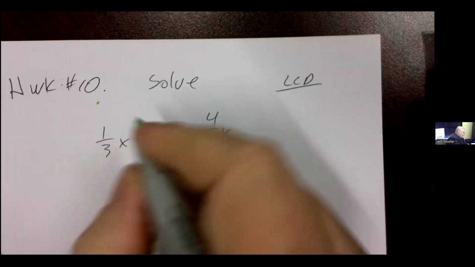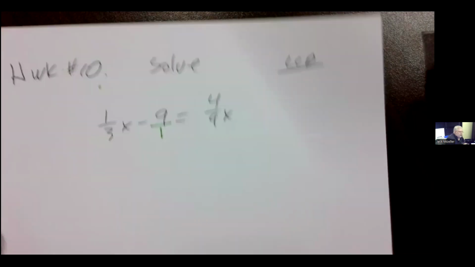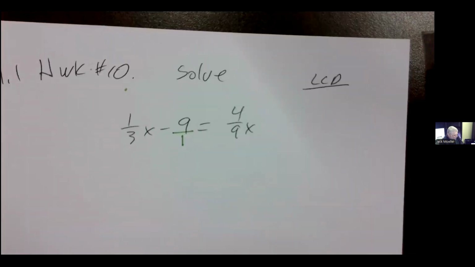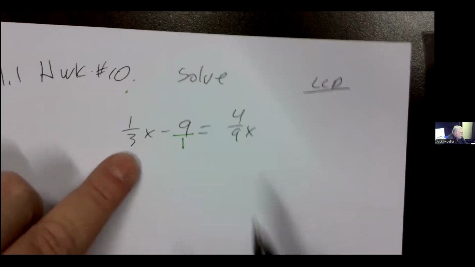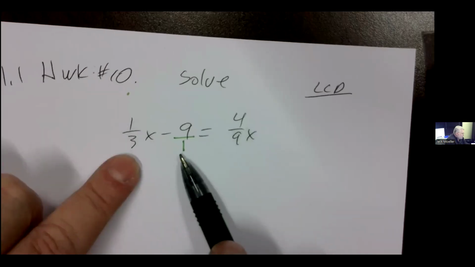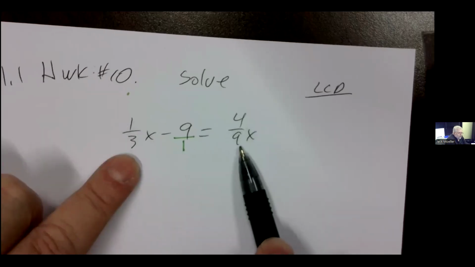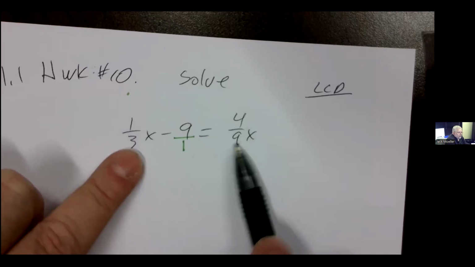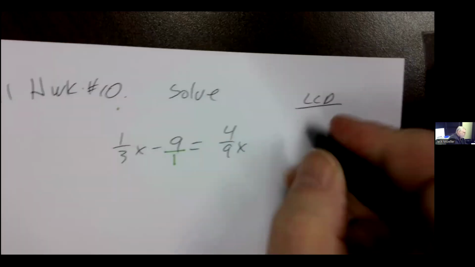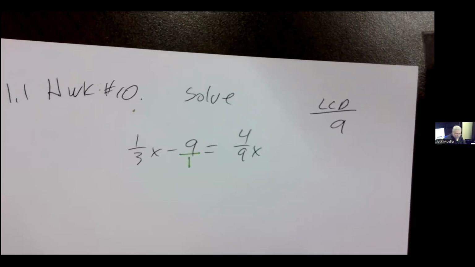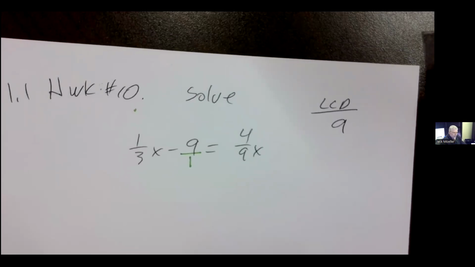One thing I would definitely recommend doing is that 9 is a whole number, put it over 1. Because you're less likely to lose that as part of the process. So when you're looking for the LCD, we've got a 3, a 1, and a 9. Always check your biggest number. 3 goes into 9, 1 goes into 9, so 9 is our LCD. So that means we want to multiply everything by 9 over 1.